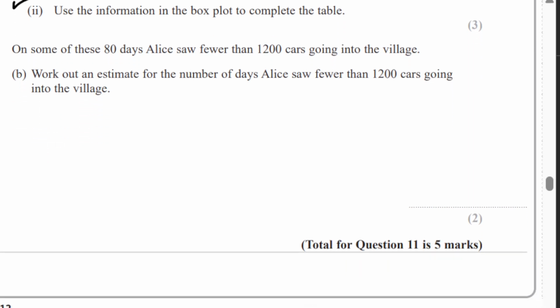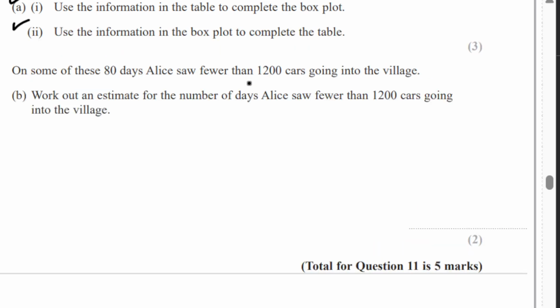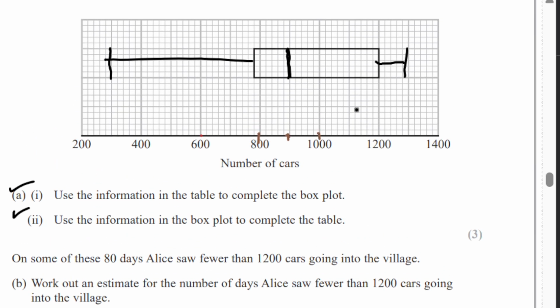Now let's look at this. On some of these 80 days, at least so fewer than 1,200 cars going into the village. Work out an estimate for the number of days. Alright, so let's see, where is 1,200?